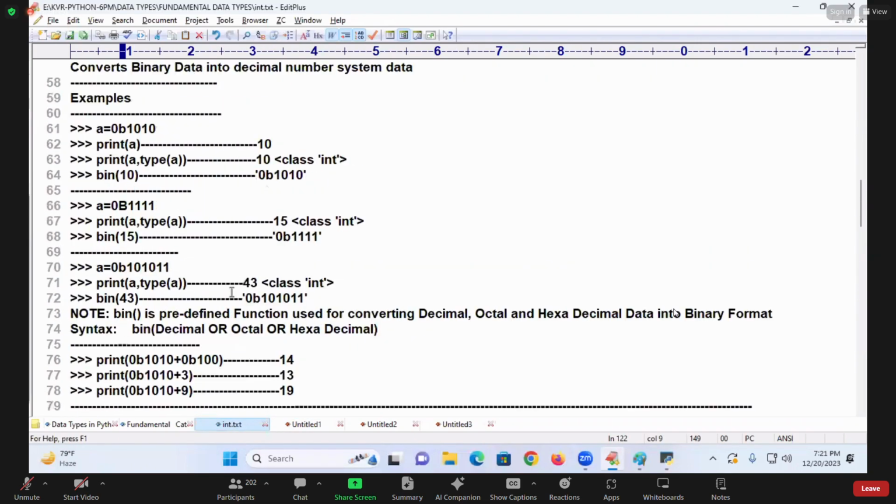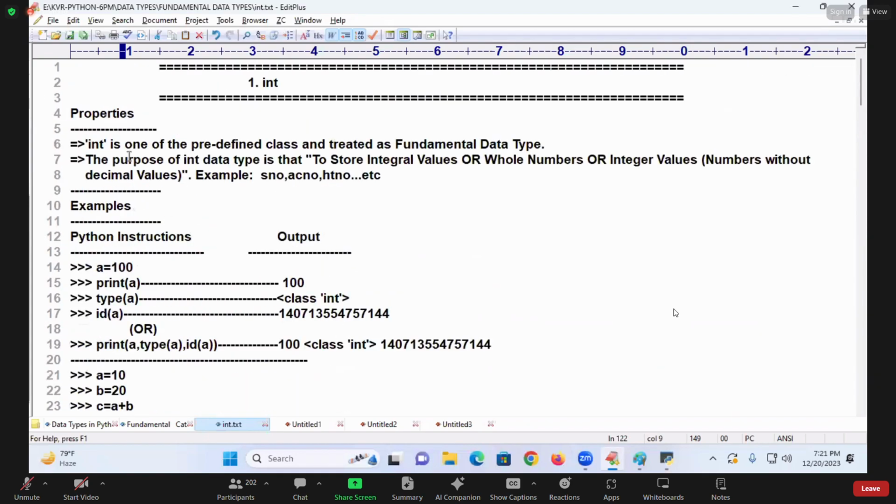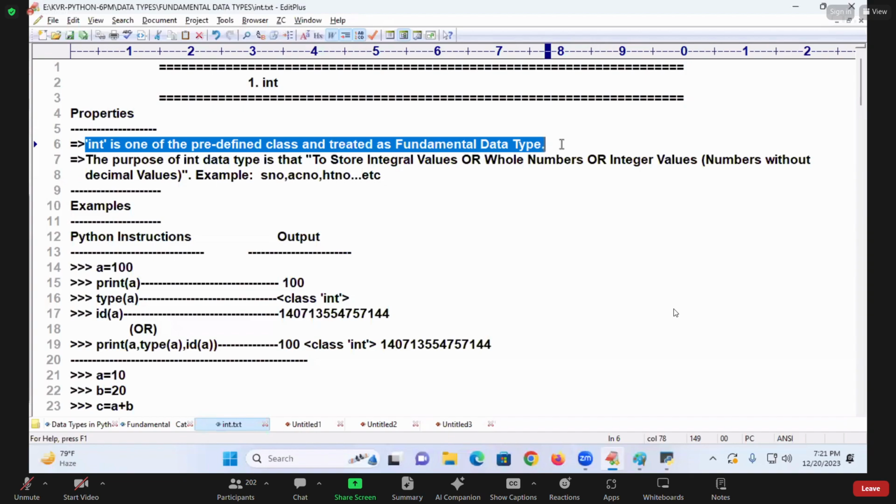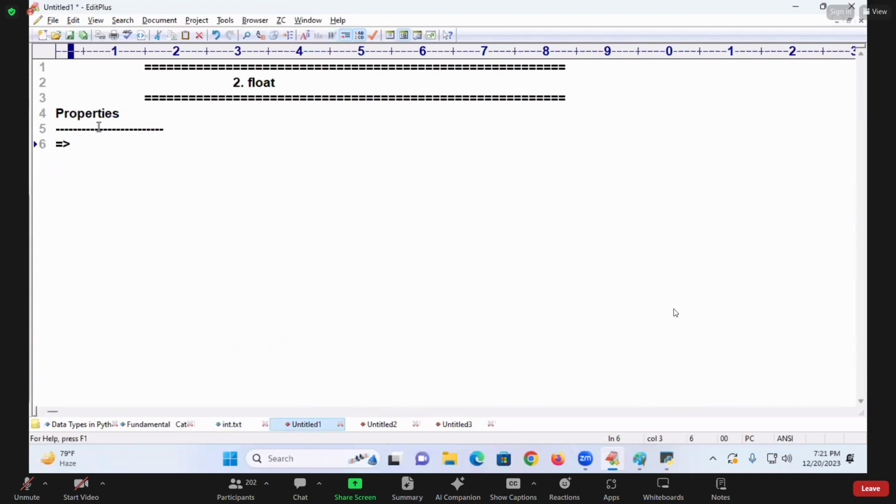Read out the first sentence. Similarly, float is one of the predefined classes. It is treated as which data type? Good. Very well. Now one question I will ask you at this stage, because these are all FAQs.